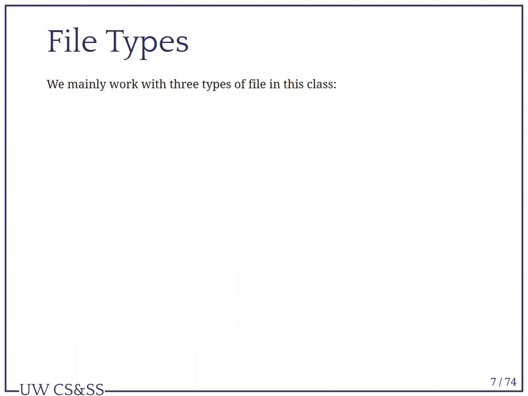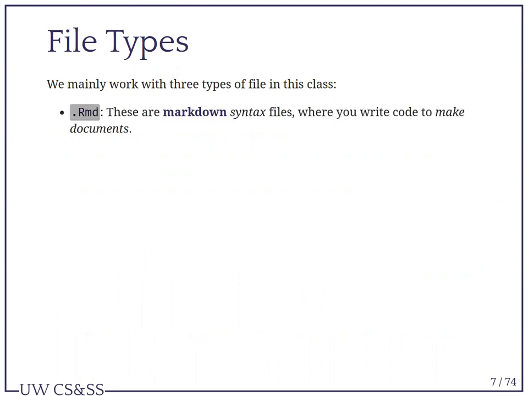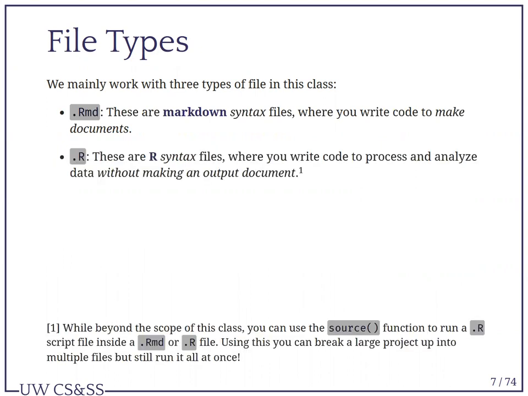We mainly work with three different types of files in this class. That is markdown. These are markdown syntax files where you write code that makes documents, okay? There's also .r files. These are R syntax files where you write code to process and analyze data without making an output document. So I want to make sure that that distinction is clear. I know it's really tough the first week to clarify why you would want to use a .r instead of a .markdown, that kind of thing. But the markdown makes documents and a .r file does not.